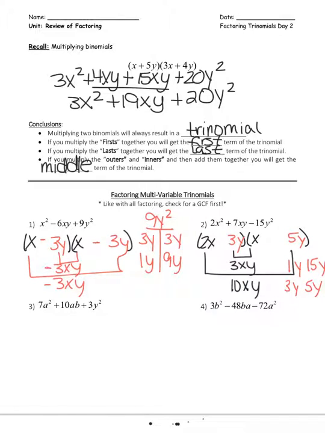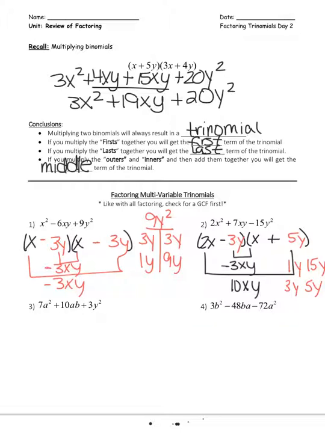We need to have these two numbers somehow add to a 7xy. The only way that's possible is if I make the 3 negative, because if I take a 10xy and subtract 3xy, I do get a positive 7xy. So this will be a negative and that'll be a positive. That's it. Okay, what I'd like you to do now is try examples 3 and 4 on your own, pause the video, and hit resume for the answers.